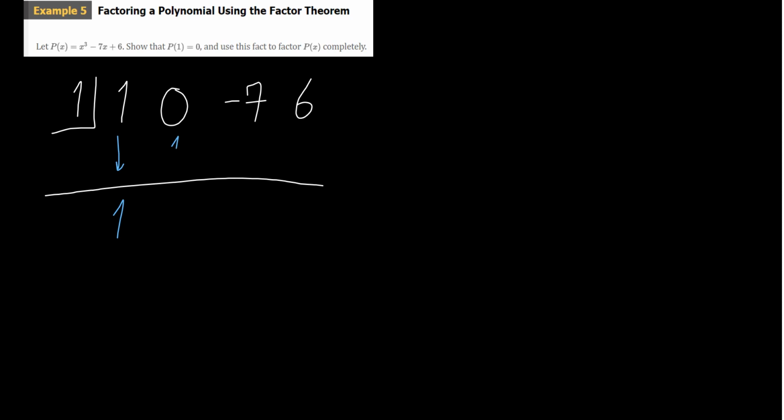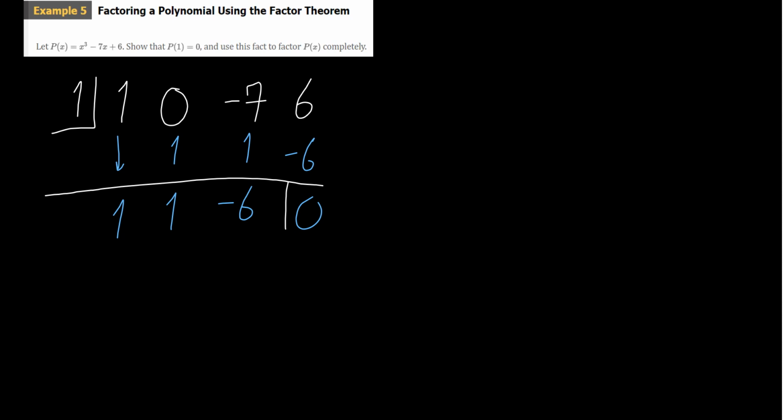1 times 1 is 1. We got that. We got negative 6, and I forgot to do this again. And then 1 times negative 6 is negative 6. And then sure enough, we do indeed have that remainder of 0. Okay, but what is this telling us now?